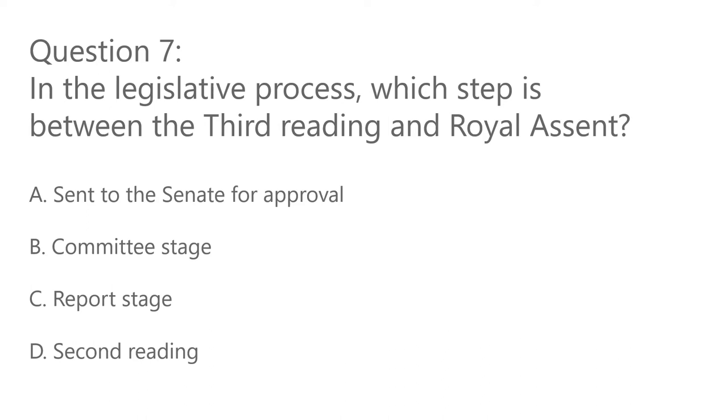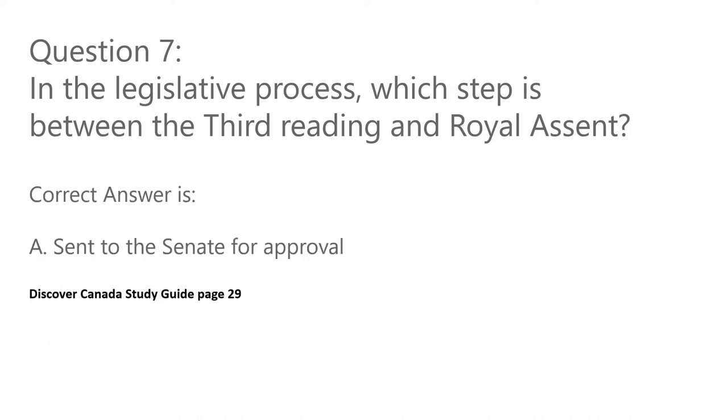Question 7. In the legislative process, which step is between the third reading and royal assent? A. Sent to the Senate for approval. B. Committee stage. C. Report stage. D. Second reading. Correct answer is A. Sent to the Senate for approval. Discover Canada Study Guide, page 29.